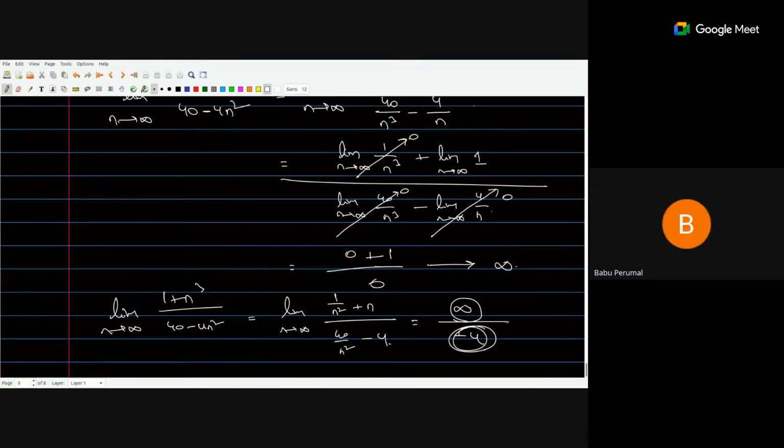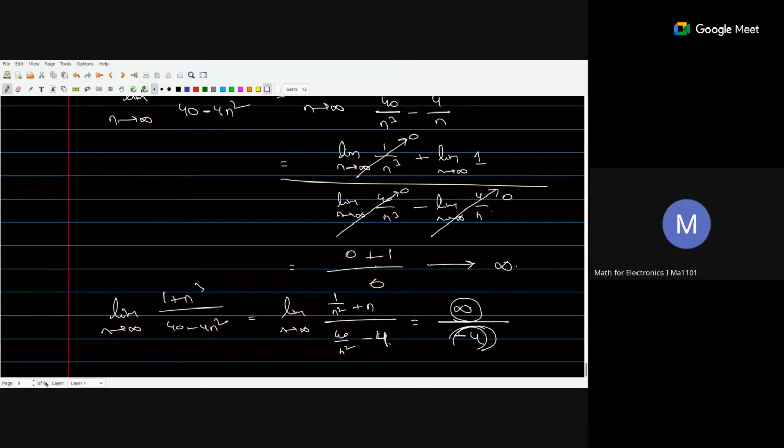How did you get minus? Minus 4. So this is minus 4n square. Yes, correct, if I divide it by n square. Yeah, 40 by n square minus 4. Yes. So if I take the limit separately, this 40 by n square will go to 0. And limit n tends to infinity of minus 4 will be minus 4 only. It's a constant, right? Okay.